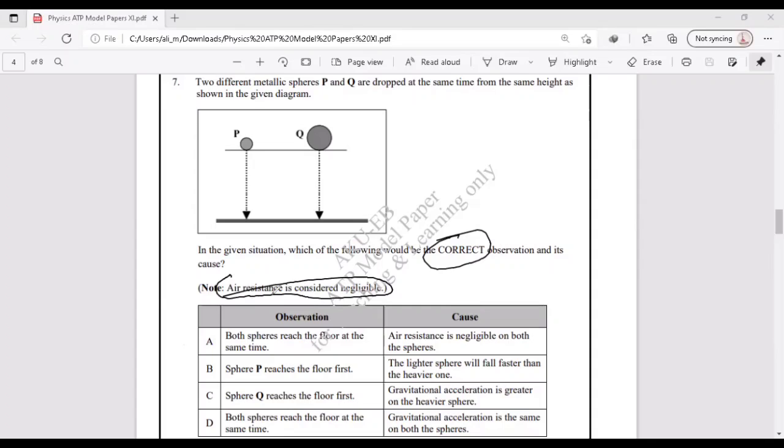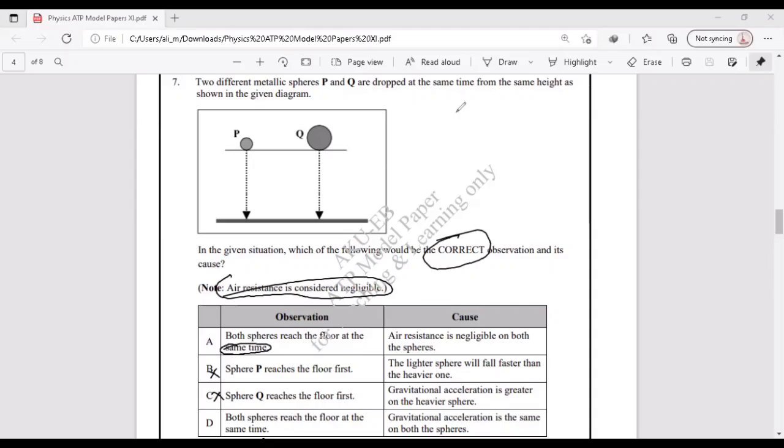So one thing is sure: if they are falling from the same height, this means that both spheres will reach the floor at the same time. So option D and option C are incorrect. Both spheres reach the floor at the same time. So we have option A or option D as the right answer. Air resistance is negligible on both the spheres, and the other is that gravitational acceleration is the same on both the spheres.